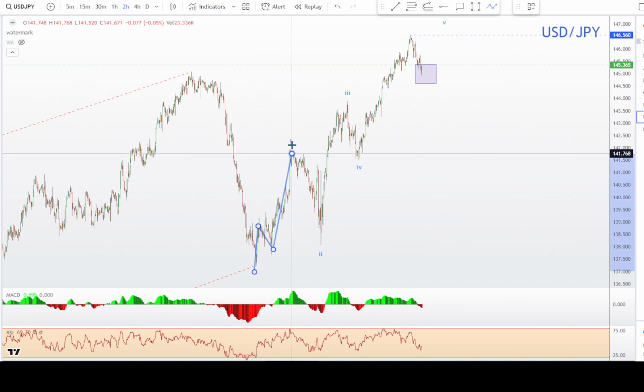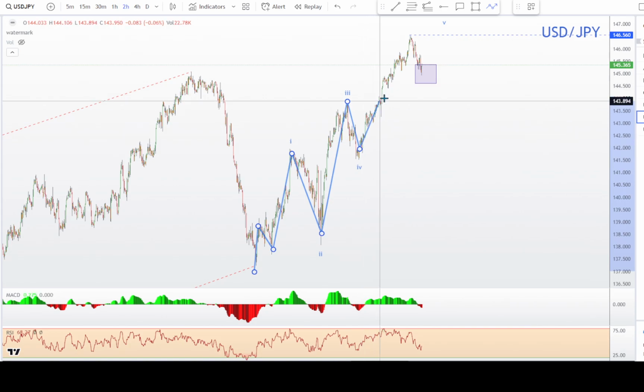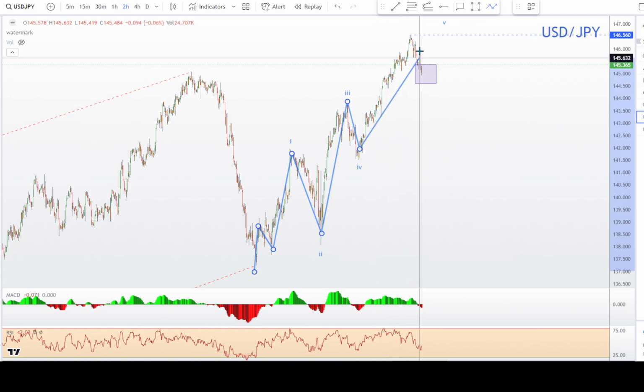1, 2, 3. That's 1. 3 waves there. 3 waves there. 3 waves there. And this just all looks really impulsive. There's no big correction in here, and I think they just are starting this part. So this 5th wave needs 3. I think this is all just 1.